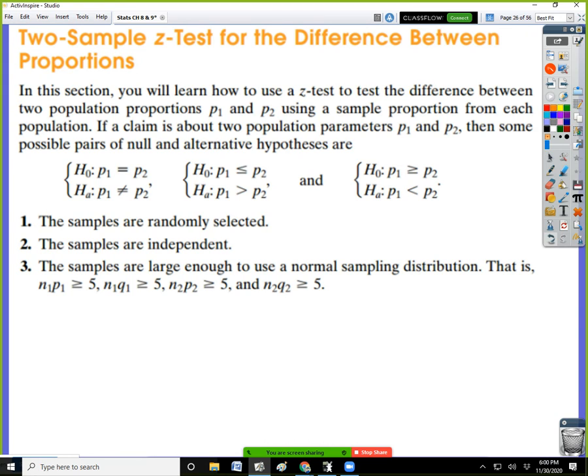So again, you have to have random samples, duh. They have to be independent, duh. And the samples have to be large enough so that N1 times P1 is bigger than 5. Remember the old NP has to be bigger than 5 and NQ has to be bigger than 5 also? Okay? And N2P2 has to be bigger than 5 and N2Q2 has to be.